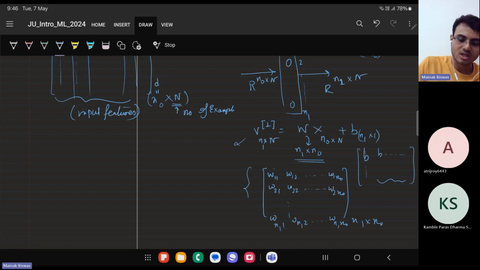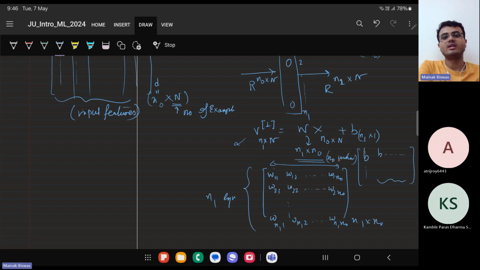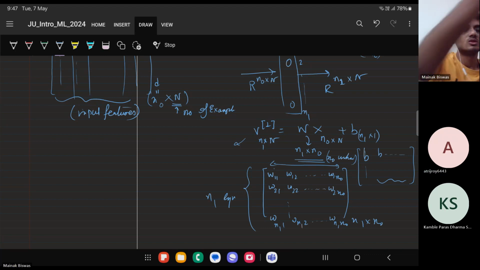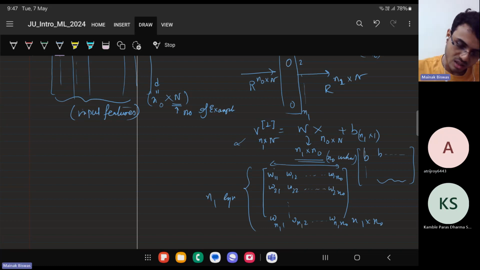See, you have N1 equations and N0 unknowns. That's what we wanted. We wanted the neurons to be fed to these N0 unknowns, and we wanted N1 equations. Each of these equations is given by one neuron, right? Yes. Clear? So if this is clear, okay.